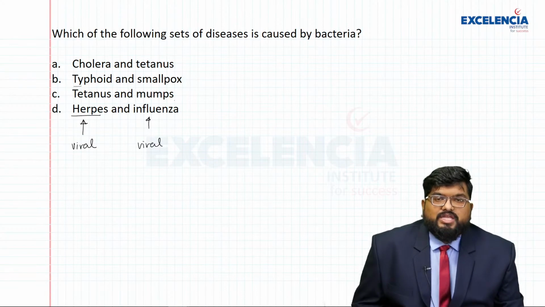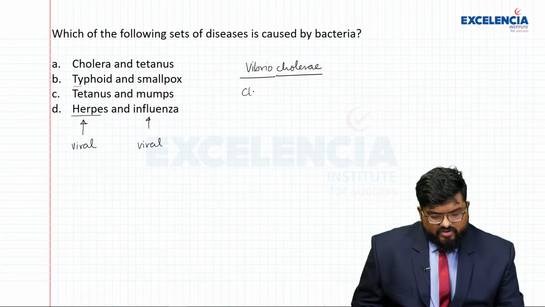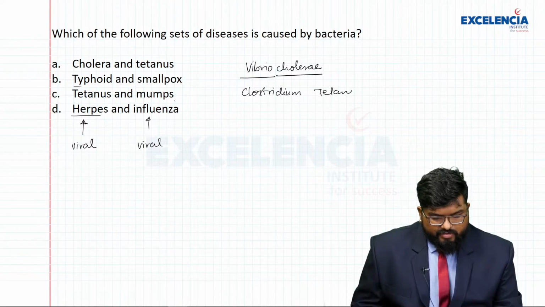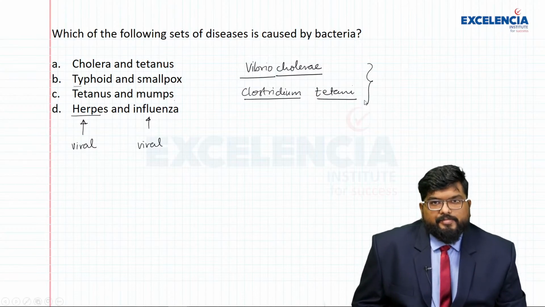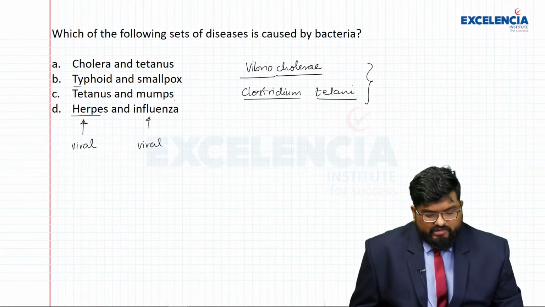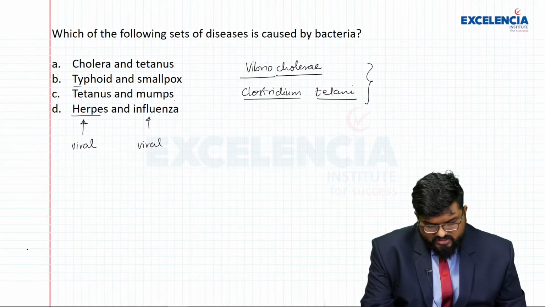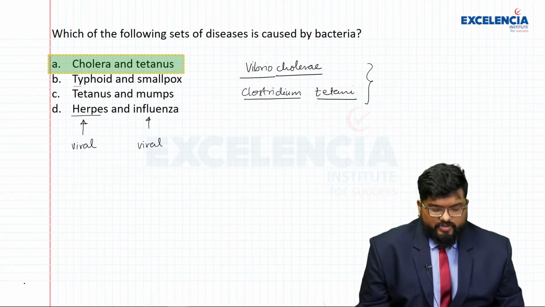Cholera, tetanus. Cholera is caused by a bacterium called Vibrio cholerae, and tetanus is caused by Clostridium tetani, both of which are bacteria. So which of the following sets of diseases is caused by bacteria? It is cholera and tetanus.